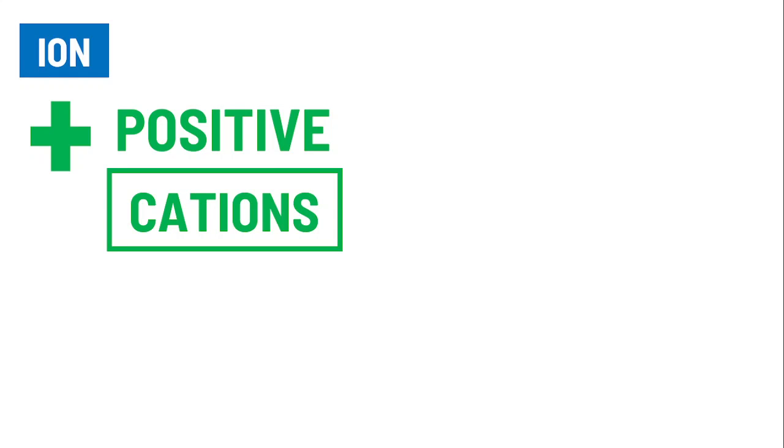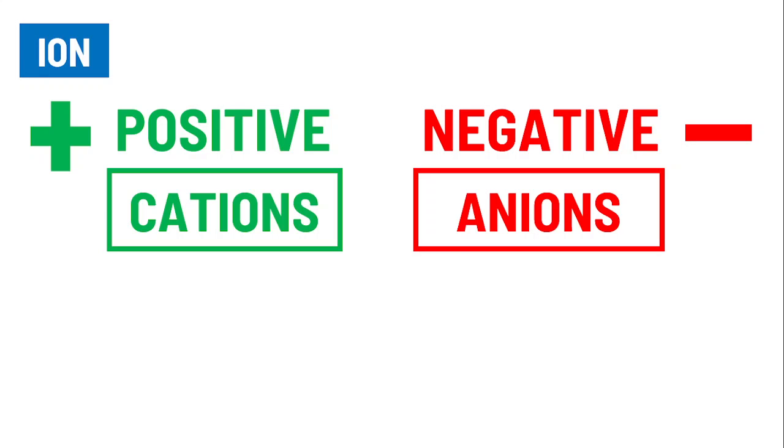An ion is an electric charge. It can be positively charged. The positively charged ions are called cations. The negatively charged ions are called anions.